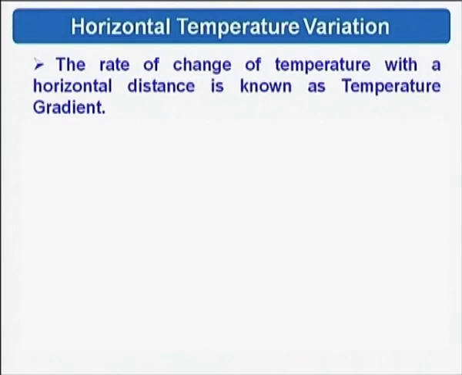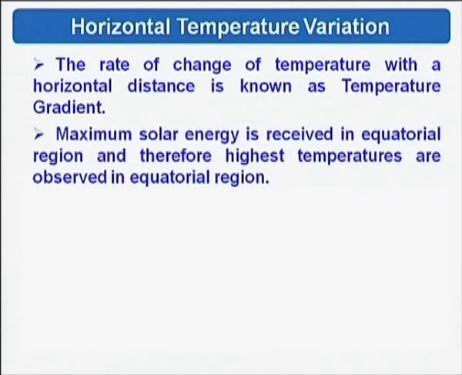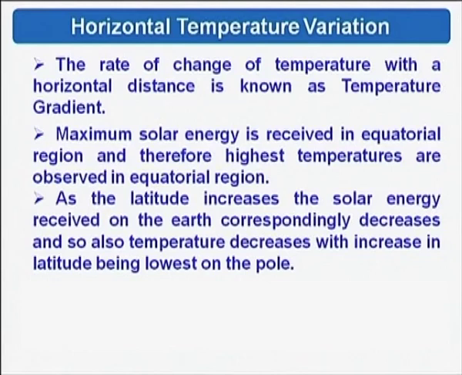The next is the horizontal temperature variation. The rate of change of temperature with horizontal distance is known as temperature gradient. Maximum solar energy is received in the equatorial region, and therefore the highest temperatures are observed there. As the latitude increases, the solar energy received on the earth correspondingly decreases, and so also temperature decreases with increase in latitude, being lowest at the pole.